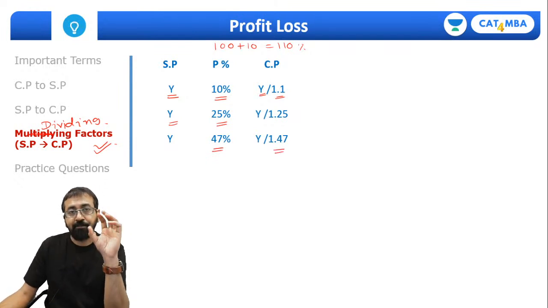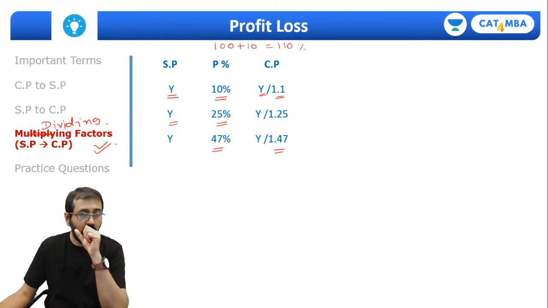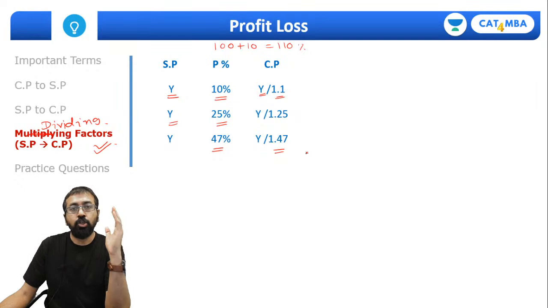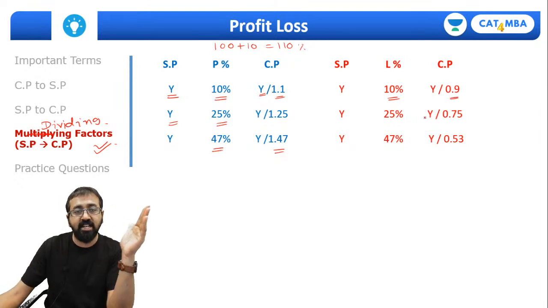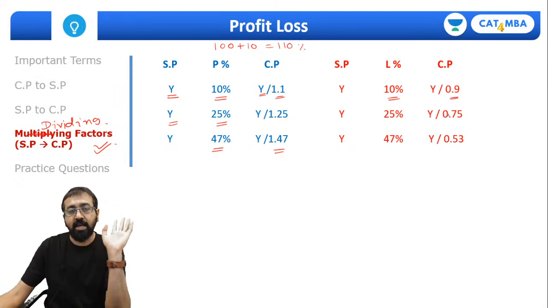Ultimately, whenever you are given the selling price and you want to find the cost price, you will have to divide by something. If there is a profit, you will divide by 1 point something. If there is a loss, you will divide by 0 point something. For example, if there is a 10% loss, you will divide by 0.9 because 100 minus 10 is 90. That's why we are dividing by 0.9.